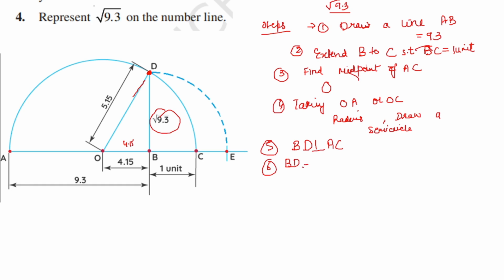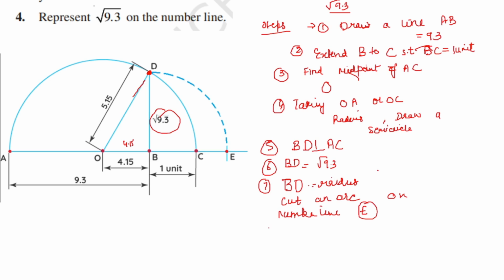Yes. So now we have to represent this value on the number line. So what we'll do? We'll take BD as radius and we'll cut an arc on the number line which will cut it at point E. This is the point E. So we got the point on the number line whose value is root 9.3. So BE is equal to BD is equal to root 9.3.